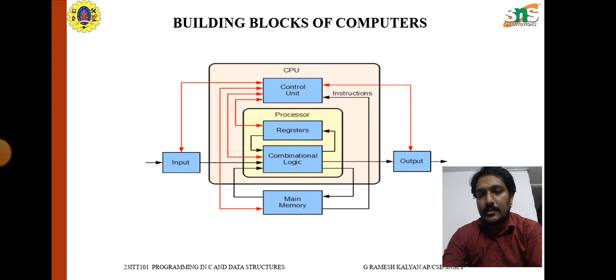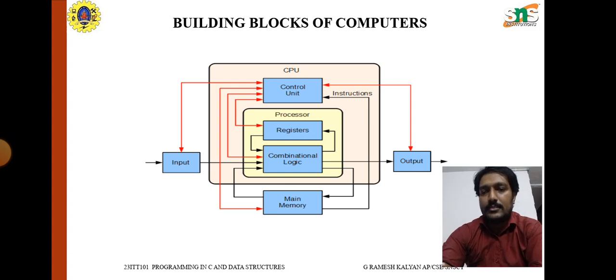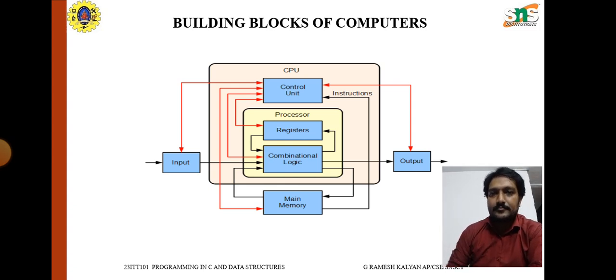So, this is a basic block diagram of the computer. It has a control unit, then a processor. Inside the processor we have registers and the logic, that is a combinational logic, and input and output devices and main memory. When an input is given to a computer, it is processed inside the CPU, and output is given. So this is what we know about a computer. When an input is given, it gets into the CPU process.